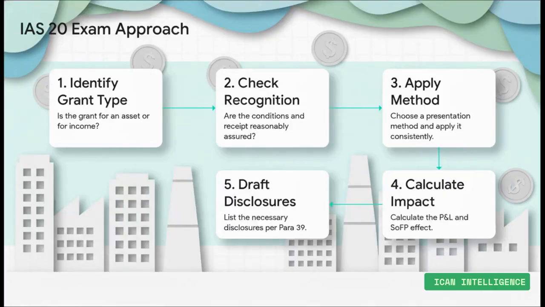And this is it. This is your exam strategy on a single slide. For any IAS 20 question, just walk through these 5 steps. 1. Identify the type of grant. 2. Check the recognition criteria. 3. Apply your chosen presentation method and be consistent. 4. Calculate the impact on P&L and the statement of financial position. And finally, number 5, draft those all-important disclosures. Follow this framework and you will not go wrong.